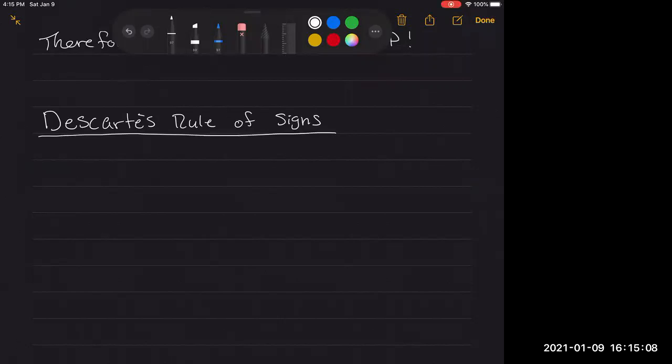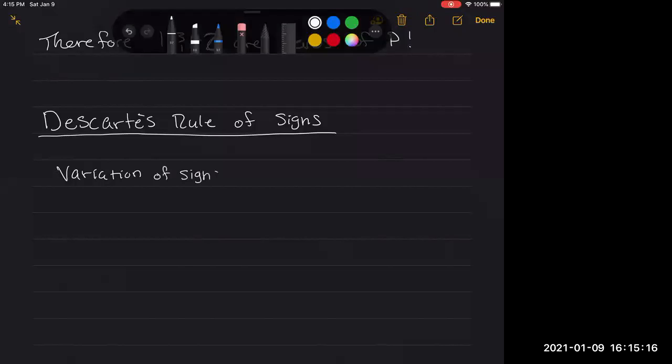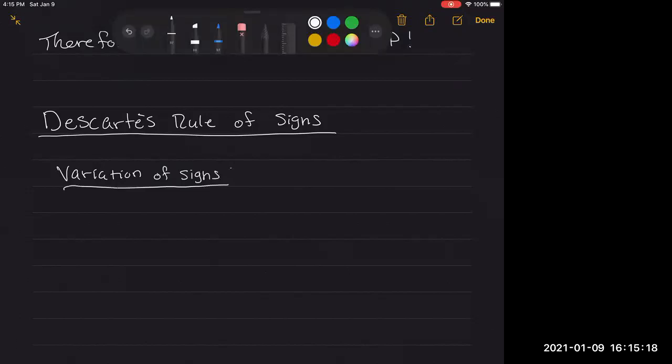And the important part here is that you know what a variation of signs is. A variation of signs is when you have a polynomial written in decreasing order of powers, which is normally how we've been writing them, and we're omitting the zeros. So when we divide, we like to keep the zeros, but when we are doing variation of signs, we omit them. And then the variation in sign occurs when coefficients next to each other have opposite signs. So I'm going to illustrate this with an example.